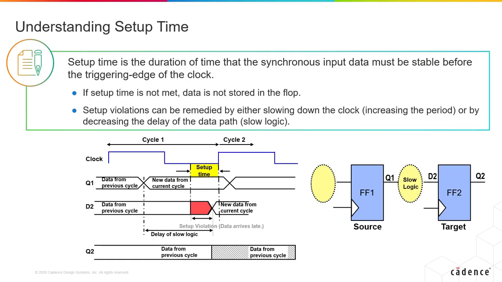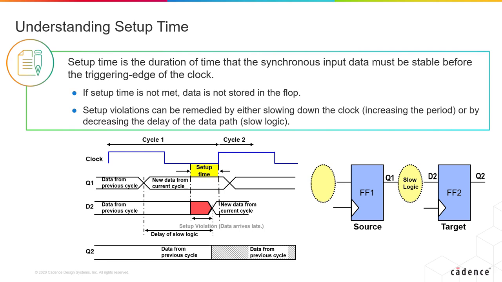For the data to be safely stored inside a flop, the data must be stable for it to trigger the saving of the data into the flop. If the data is not stable and changes during the setup time, the data is not stored in the flop. If you look at the graphic below, there is some slow logic, and the data is going from Q1 to D2. The data is being transferred from FF1 to FF2.